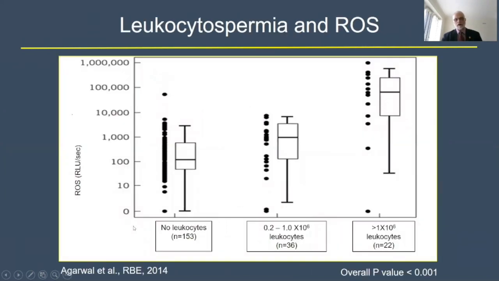If we have leukocytes in semen, that is an indication that more reactive oxygen species are produced and released. We can clearly see this here in this study, Agarwal 2014: in leukocytospermic samples, the production of reactive oxygen species is significantly higher than in semen samples with no leukocytes or even in non-leukocytospermic patients.